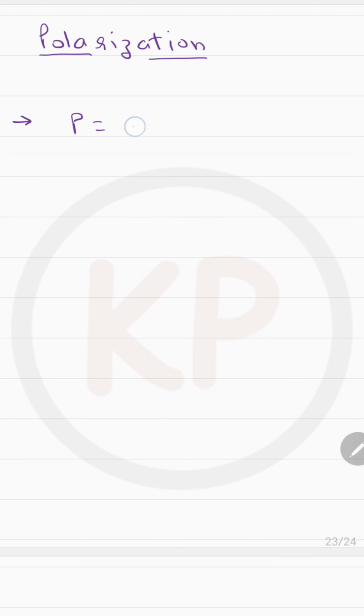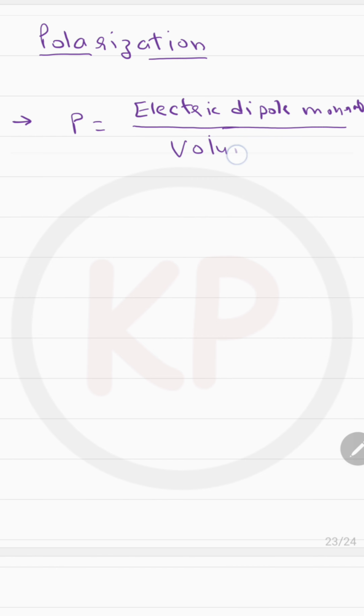Polarization is defined as electric dipole moment per unit volume. This is moment, electric dipole moment per unit volume. Now this electric dipole moment is 2aq, volume is V.